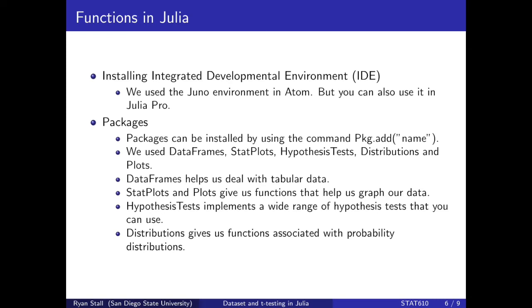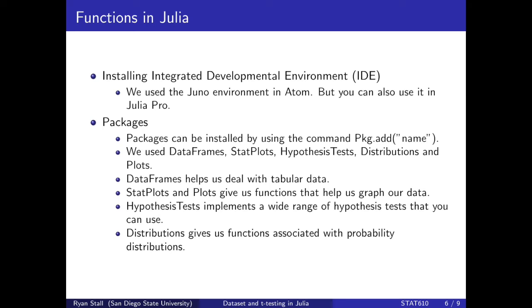To get Julia to run, you must first install an Integrated Development Environment, or IDE. We used the Juno environment in Atom, but you can also use it in Julia Pro. In order for Julia to run the functions we want it to run, we must first install the packages we need. Installing packages in Julia is simple enough. In order to do so, you type the command Pkg.add, parentheses, the name of the package you want to install.